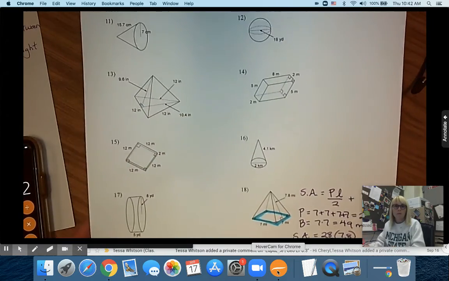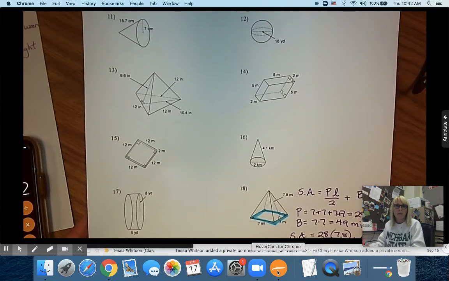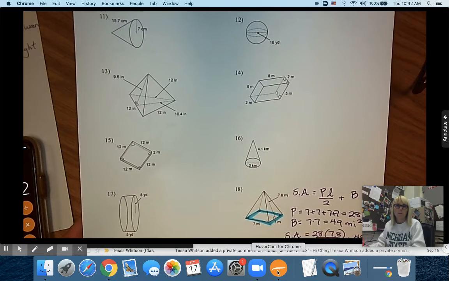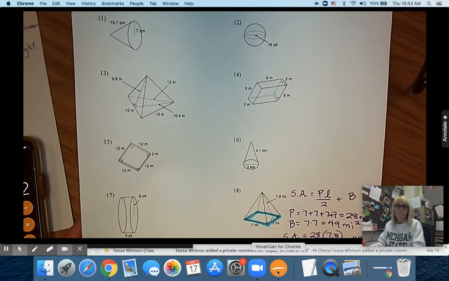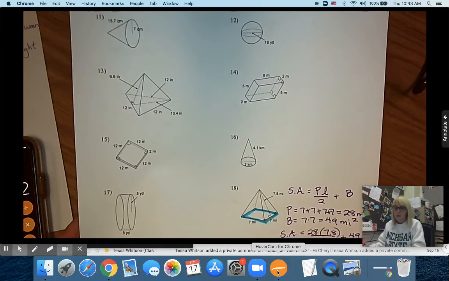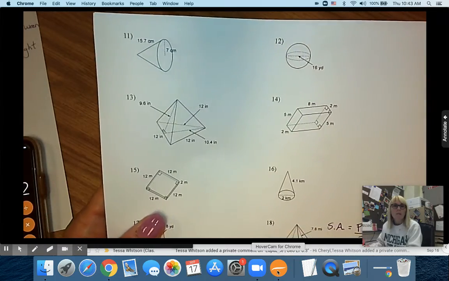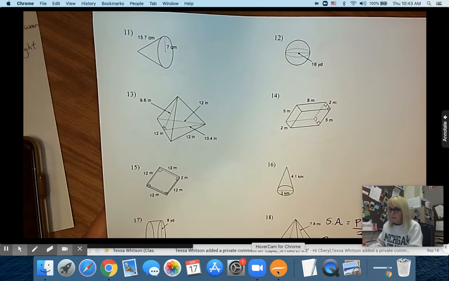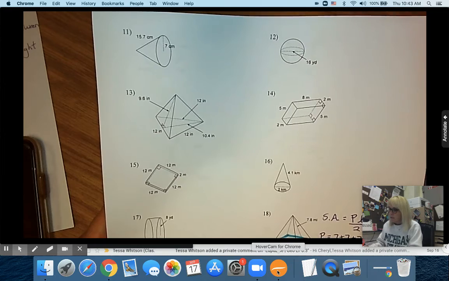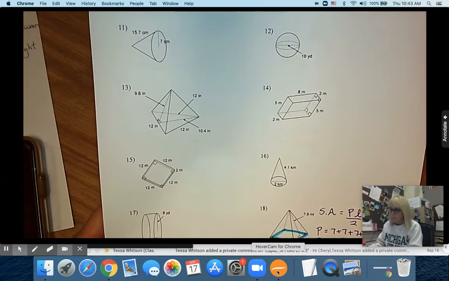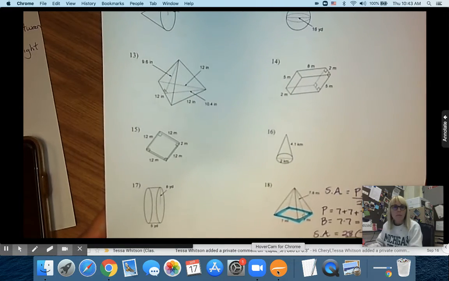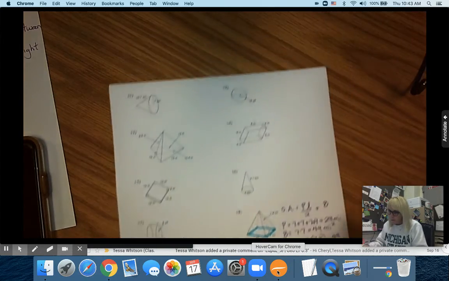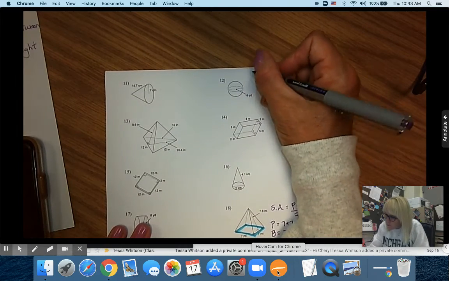I'm going to show you a bunch of pictures here that I have not drawn on yet. I'm going to pause this and ask you which of these problems is a sphere. All right, coming back, so number 11 is a cone, number 12 is a sphere, if you got that. Number 13 is a triangular pyramid, 14 is a rectangular prism, 15 is a rectangular prism, 16 is a cone, and 17 is a cylinder. So we're going to find the surface area of this sphere.